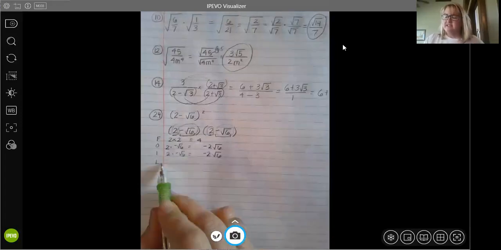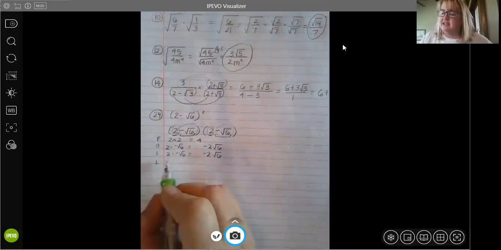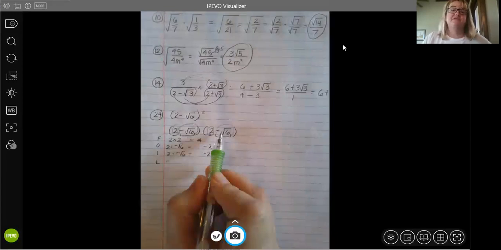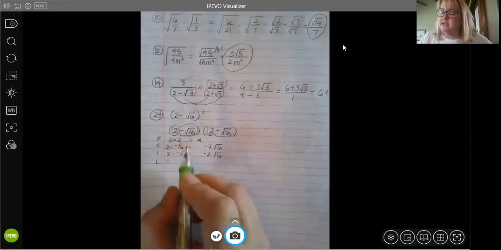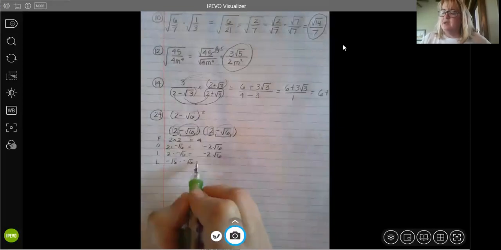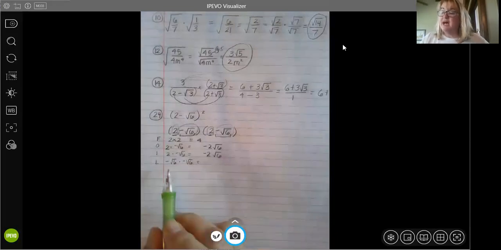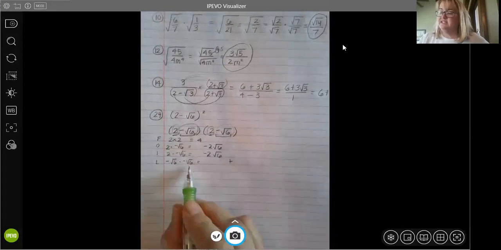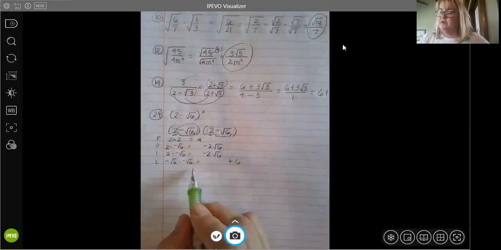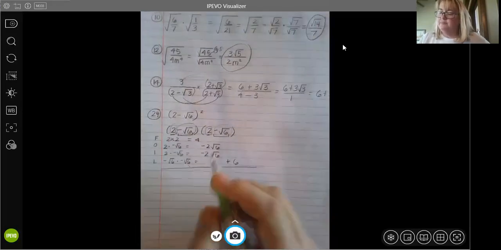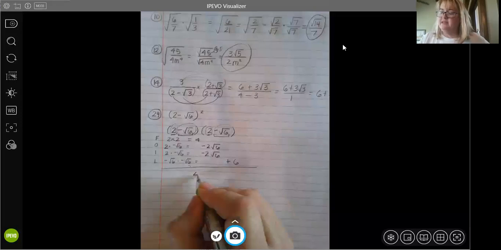And L stands for last. The last terms are negative square root of 6, negative square root of 6. So we've got the negative square root of 6 times the negative square root of 6. Well, a negative times negative is positive, and the square root of 6 times the square root of 6 is just 6. So if I were to put this all together, then this would be 4. I can combine these.